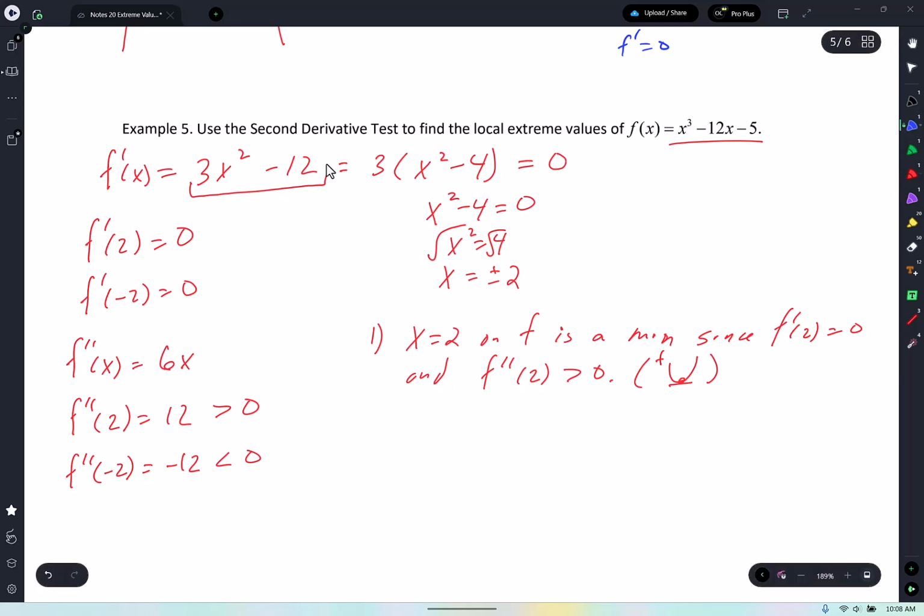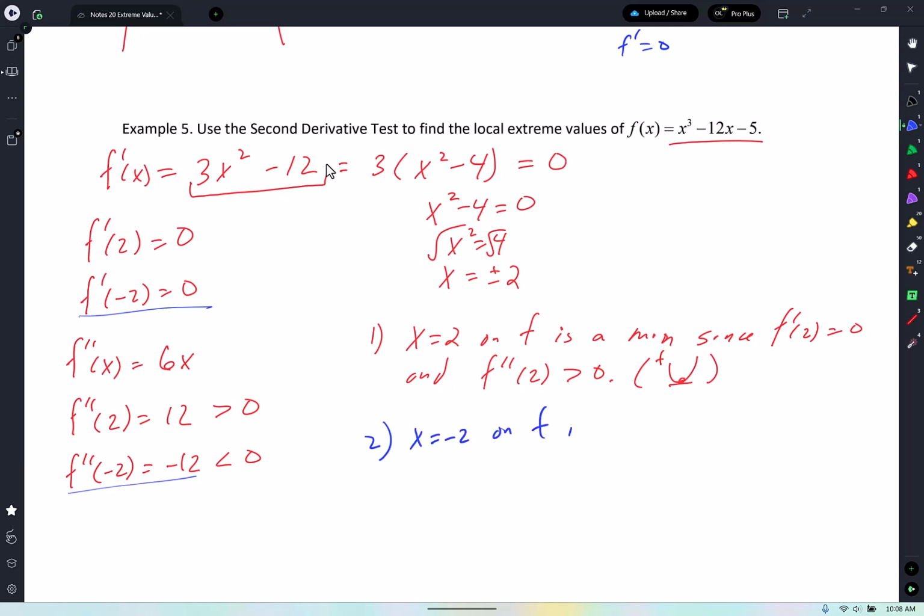All right. What about at -2? At -2, the derivative is 0, and the second derivative is negative. So if it's negative, I am concave down like this. If you're concave down, that critical point is a max. So x equals -2 on f is a max since f prime of -2 equals 0 and f prime prime of -2 is negative.